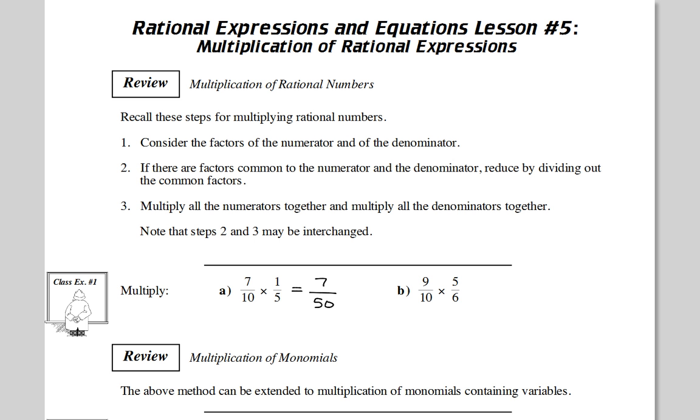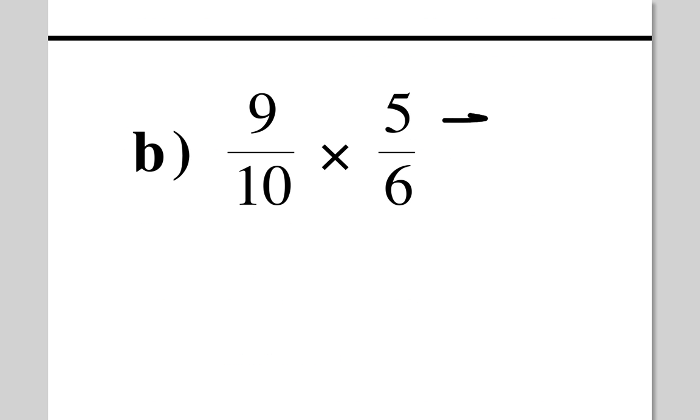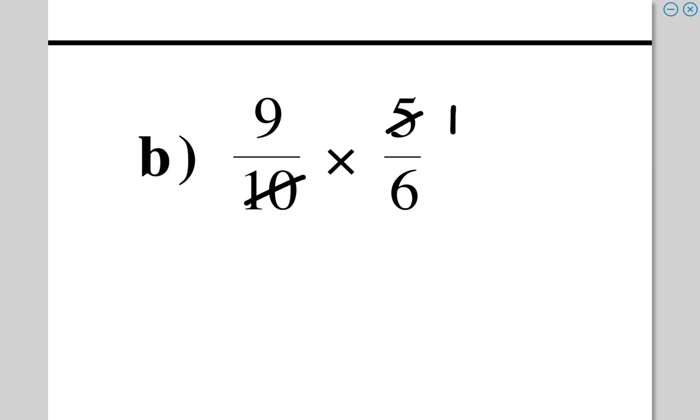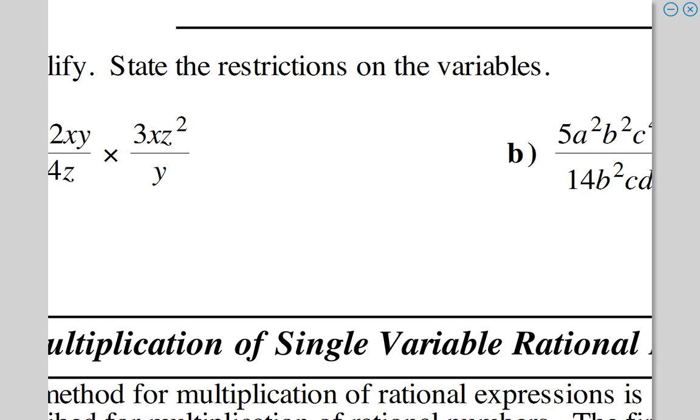Okay, good. Now let me show you a little trick here. Instead of going to like 45 and 60 and then reducing that, you can just do some cancellations, like divide by 5, divide by 3, and then you have 3 times 1 over 2 times 2. Guys comfortable with that? Okay. Say that again over there.